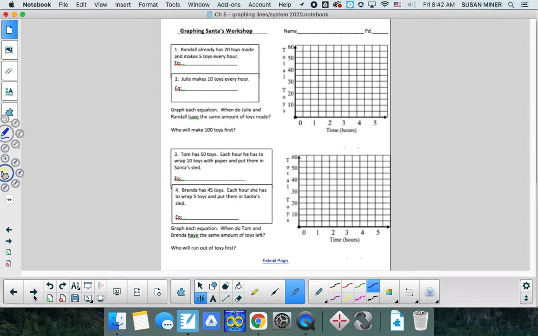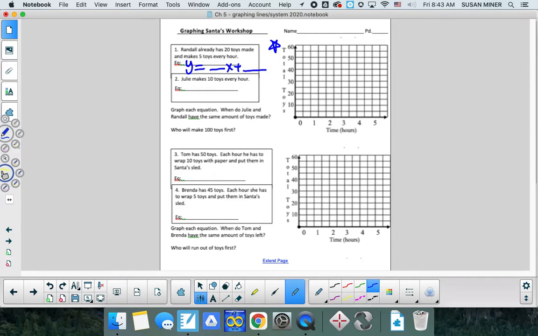First thing we got to do is we got to come up with some equations from our story problem. And the first scenario says Randall already has 20 toys made, and he makes 5 toys every hour. So I want to write an equation, y equals blank x plus blank for each of these scenarios, and then graph it. So the first two are going to both be graphed on the first graph right here together, and then we're going to compare.